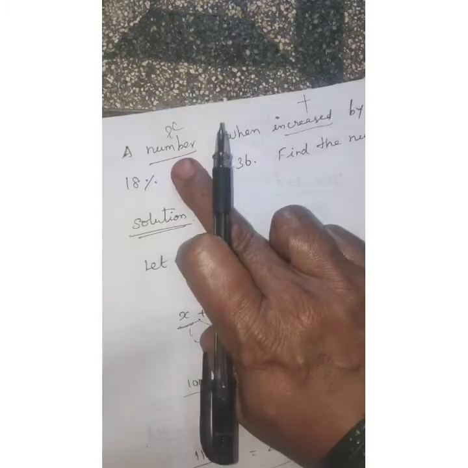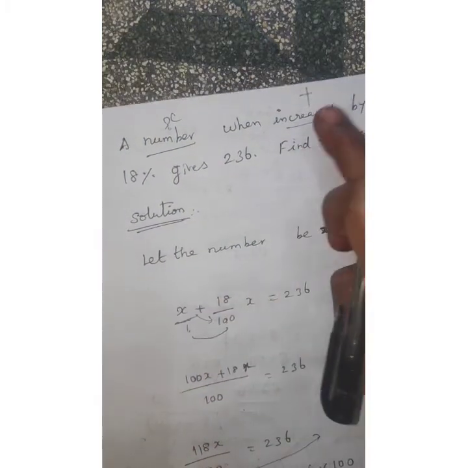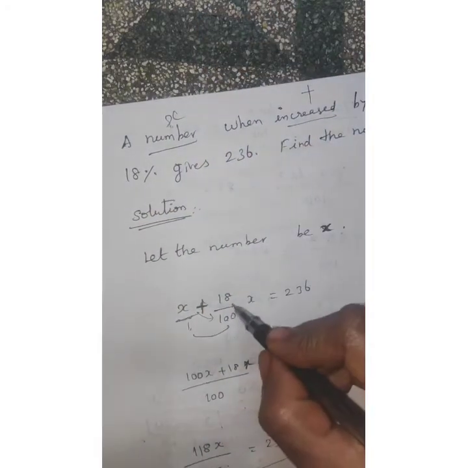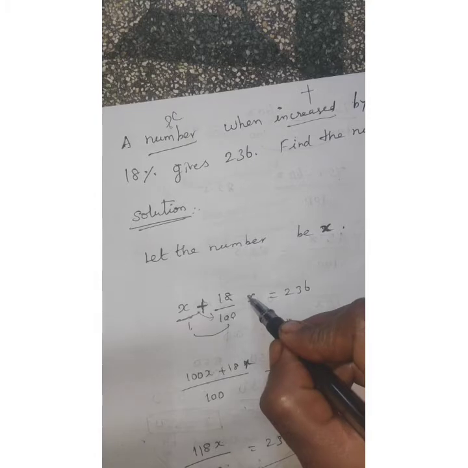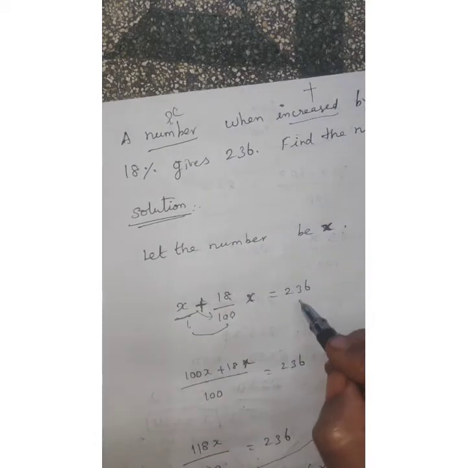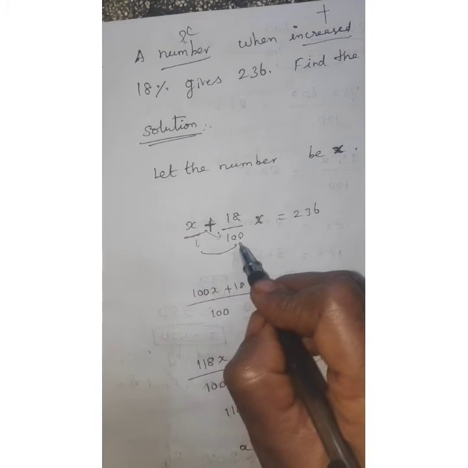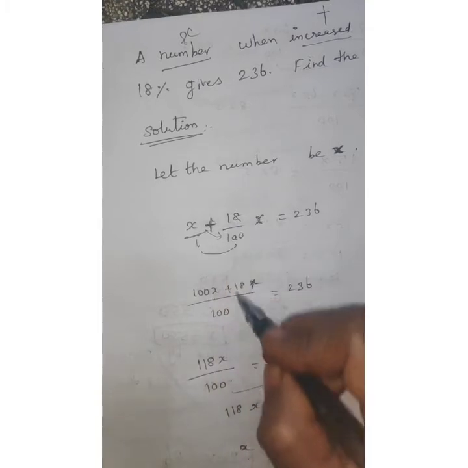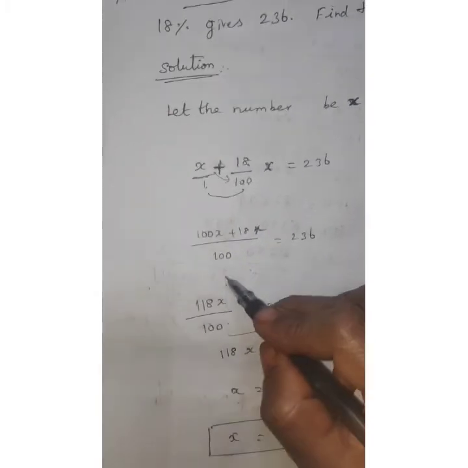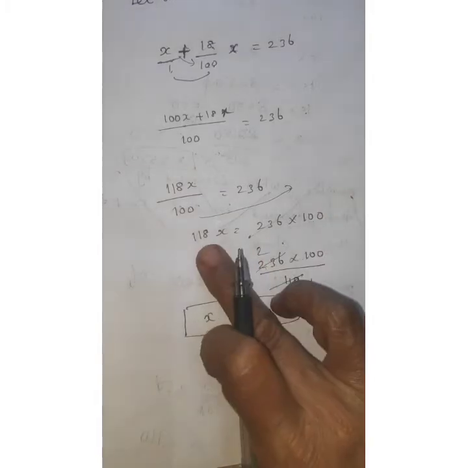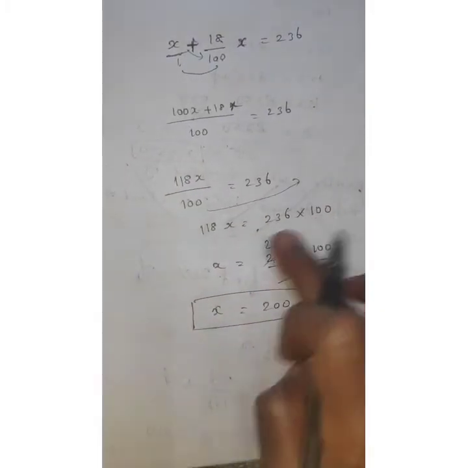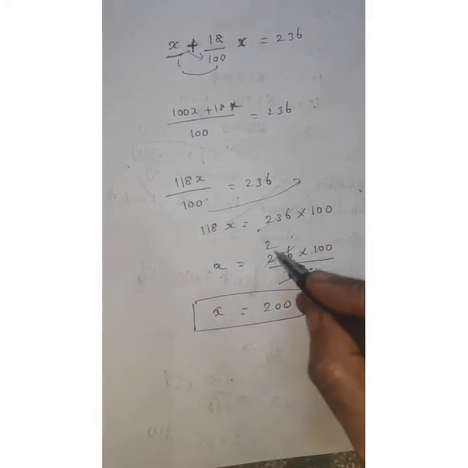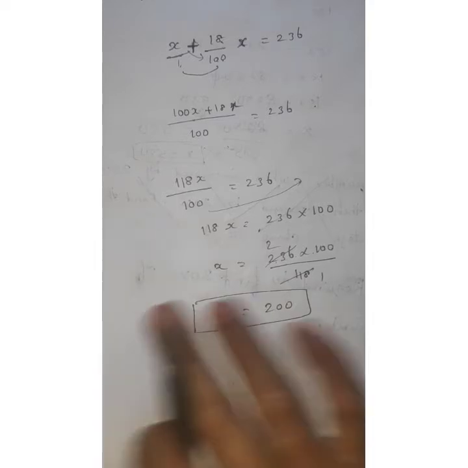Again, one more time see there. A number we don't know, you write it x. Increased, use the plus symbol. 18% of the same number, 18 by 100 x, you must write, don't forget, is equal to 236. The denominators are different, so do the cross multiplication. 100 into x equal to 100x plus 18x equal to 236 into 100. 118x equal to 236 into 100, x equal to 236 into 100 divided by 118. Two times possible, 2 into 100 equal to 200.